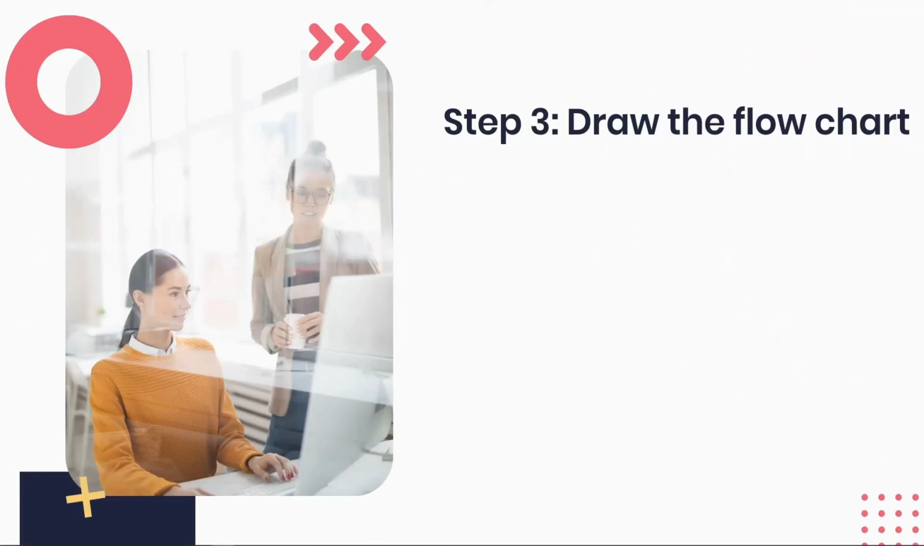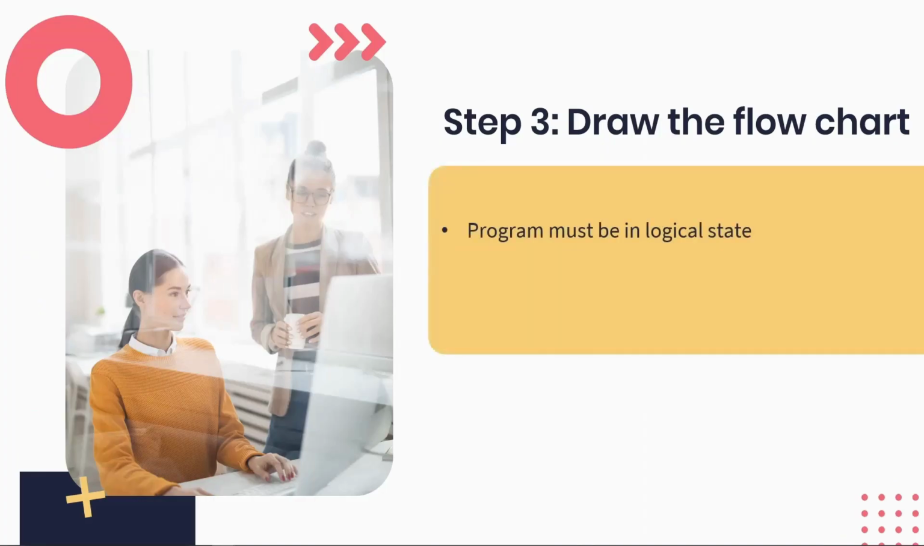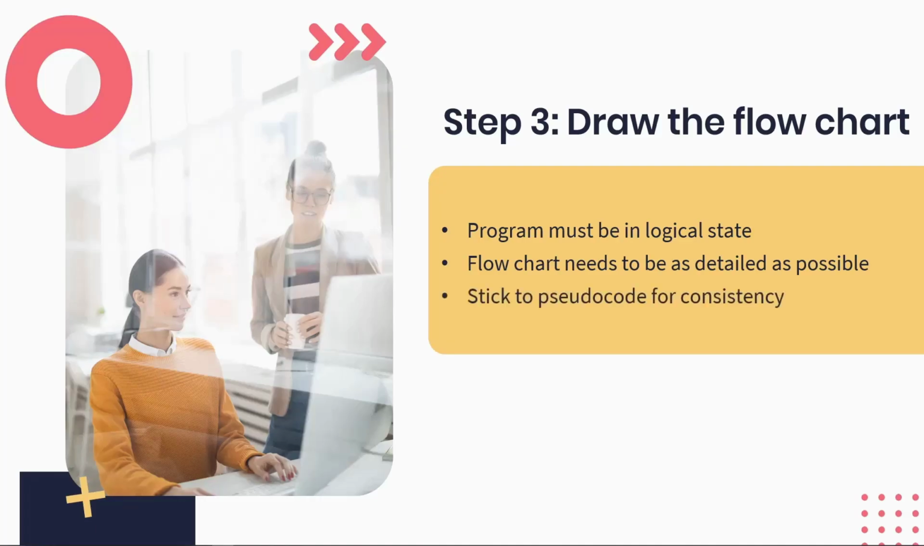At this point, our program will be in such a state that you can follow the logic and see how the solution will work. Like the pseudocode, the flowchart needs to be as detailed as possible. This makes it a lot easier to change the flowchart and the pseudocode to actual code. It is important here to try and stick to what you wrote in your pseudocode so as to keep things consistent. When you're done with that, the next step will be to write the actual code.